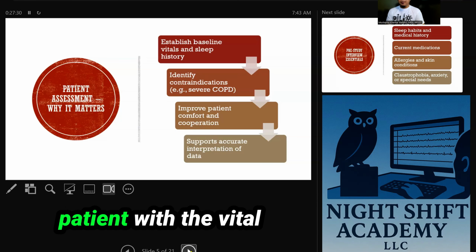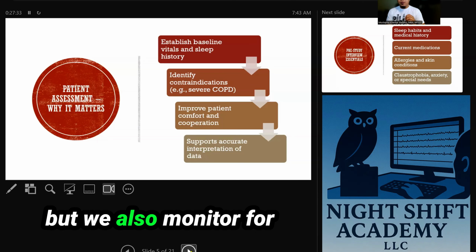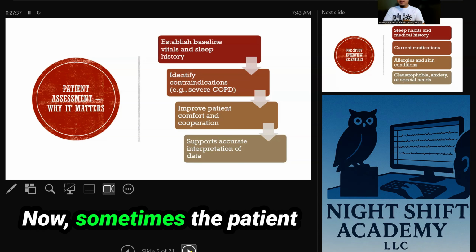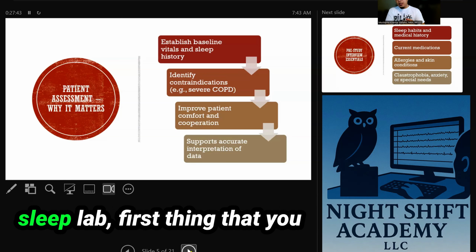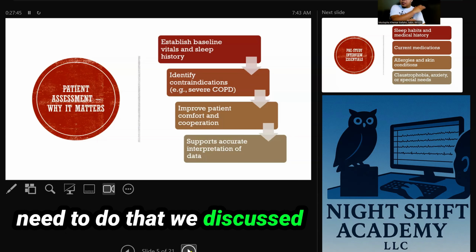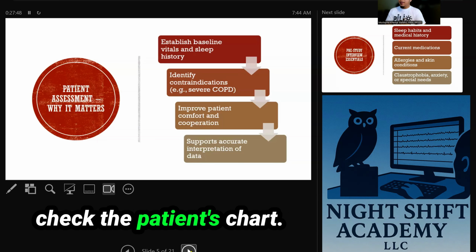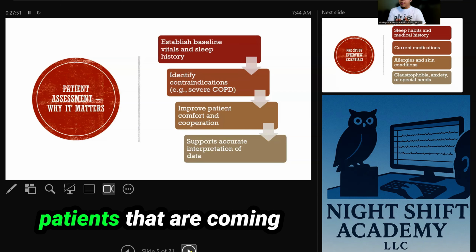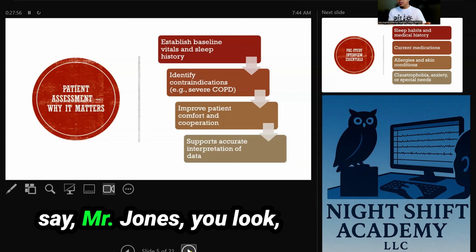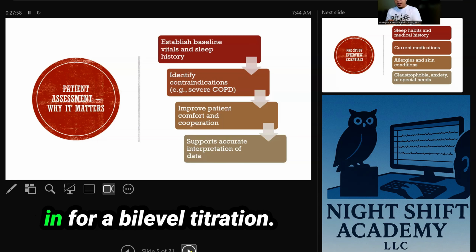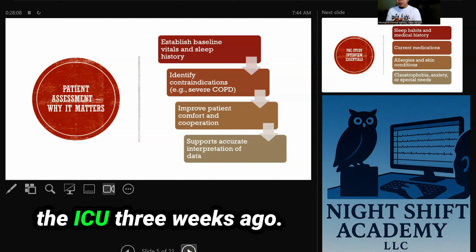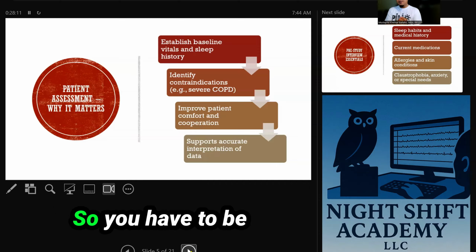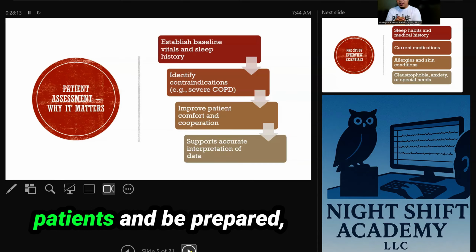Now, assessing the patient with the vital signs is very important, but we also monitor for patients' contraindications. Now, sometimes the patient will have severe COPD. Maybe when we look at the chart, when we come into the sleep lab, first thing that you need to do that we discussed in chapter 1 is that you check the patient's chart. So you know the type of patients that are coming in. If you look at, say, Mr. Jones, you look, oh, Mr. Jones coming in for a bi-level titration. You look, oh, patient has severe COPD. Wait a minute, the patient was just in the ICU 3 weeks ago, okay? So you have to be watchful of these types of patients and be prepared.